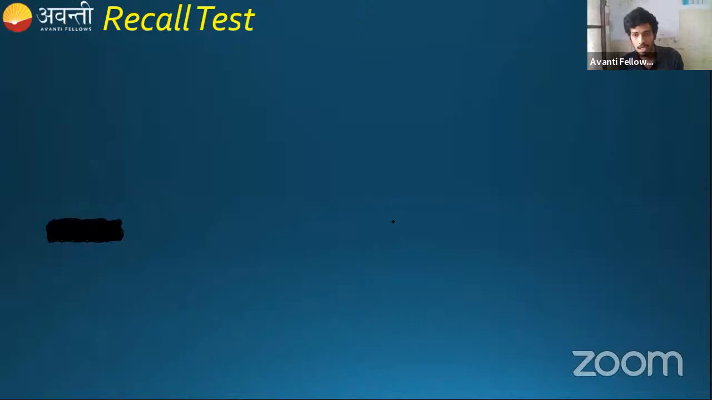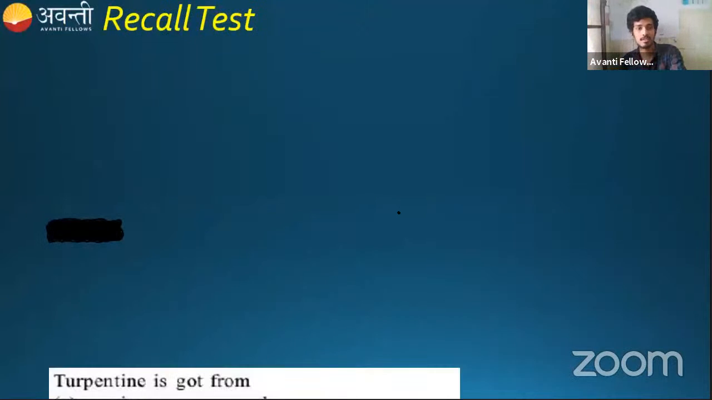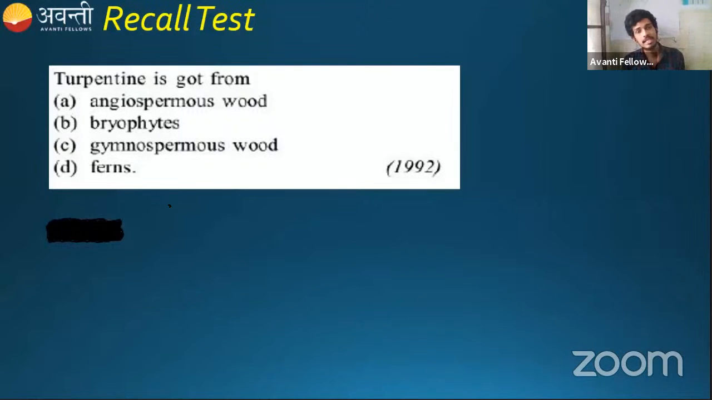Okay. Second question came, second recall test. The question is easy. Turpentine is got from. They're asking from where we extract turpentine. The options are: A, angiospermous wood; B, bryophytes; C, gymnosperms wood; D, ferns. It is a 1992 AMPMT question. So I'm launching the poll. Those in the Zoom class, answer in the poll, and those on YouTube live, answer in the live chat. I at least expect all of you on YouTube live, because only a few of you are here.